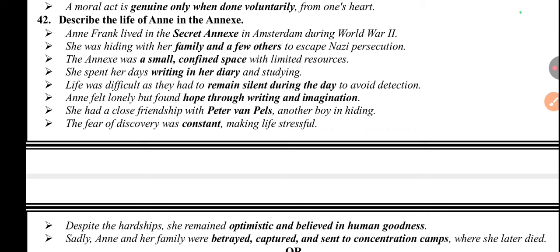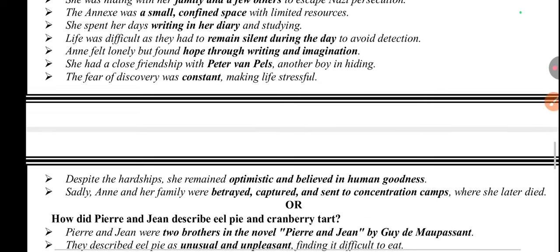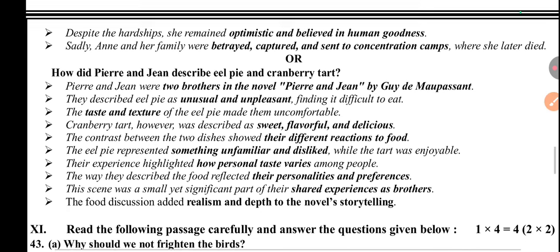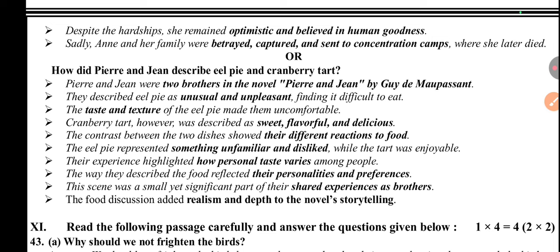Anne felt lonely but found hope through writing and imagination. She had a close friendship with Peter van Pels, another boy in hiding. The fear of discovery was constant, making life stressful. Despite the hardships, she remained optimistic and believed in human goodness. Sadly, Anne and her family were betrayed, captured, and sent to concentration camps where she later died.